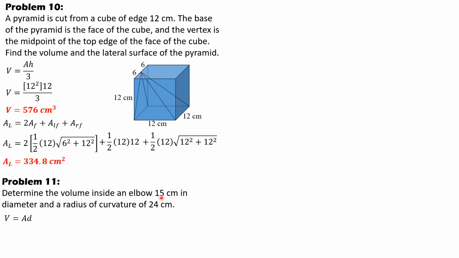So it is pi times 7.5 squared, the area of the circle, times the distance traveled by the centroid, which is radius of curvature 24, and the angle is pi over 2, 90 degrees. So pi times 7.5 squared times the quantity 24 times pi over 2. So the volume is equal to 6662 cubic centimeters.